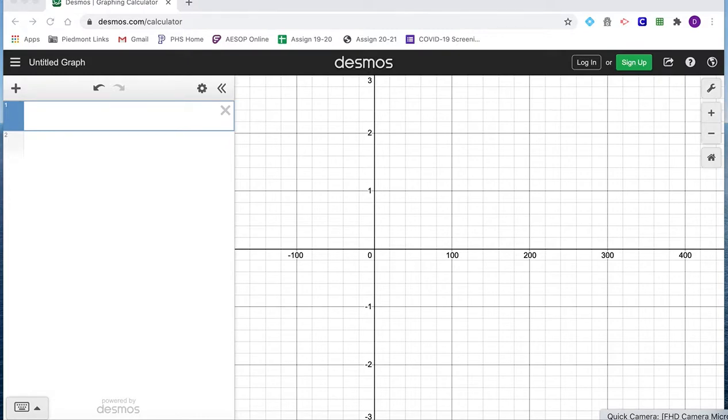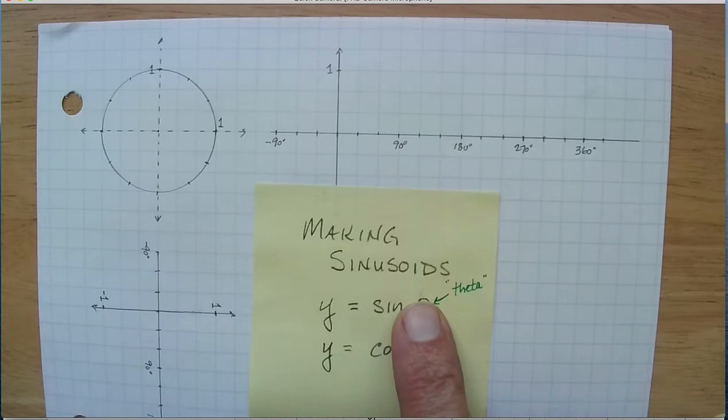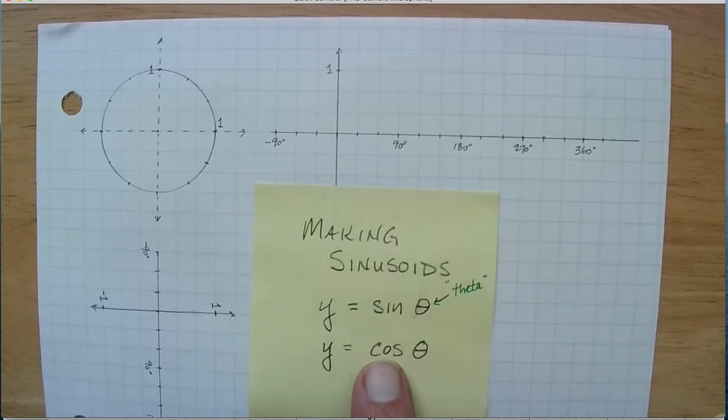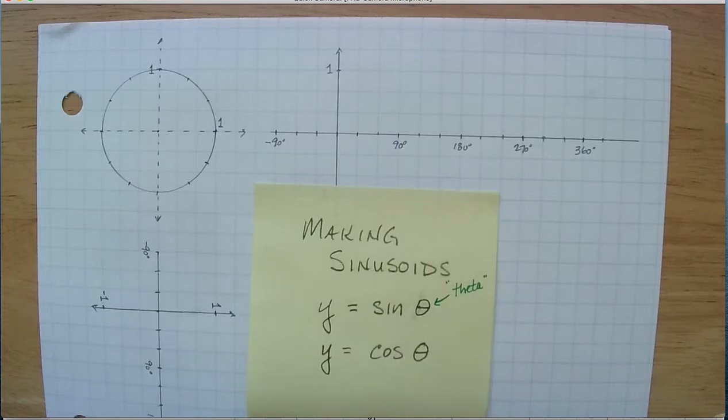In this video, I want to talk about making sinusoids. These are the shapes of the graphs we get when we graph sine and cosine. And by the way, this little symbol here is pronounced theta, T-H-E-T-A. It's often a symbol we use for rotations, but let me get to that in just a bit.